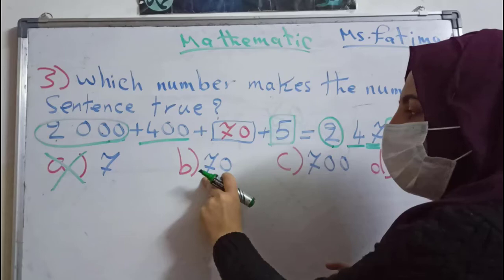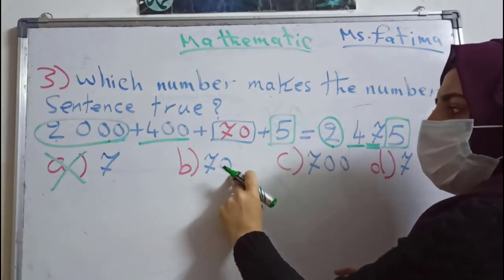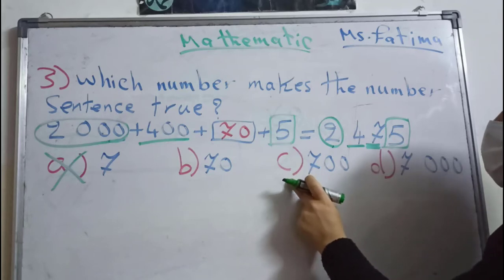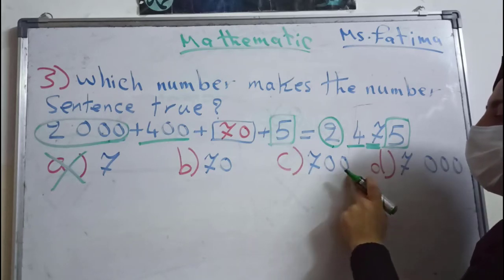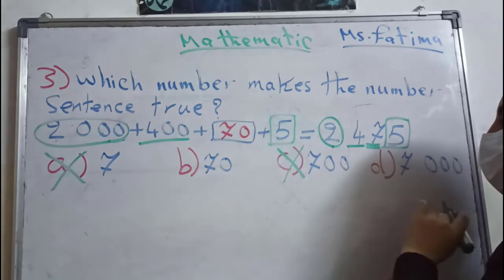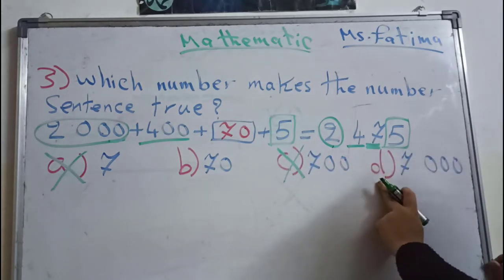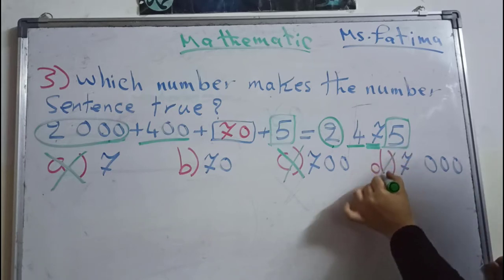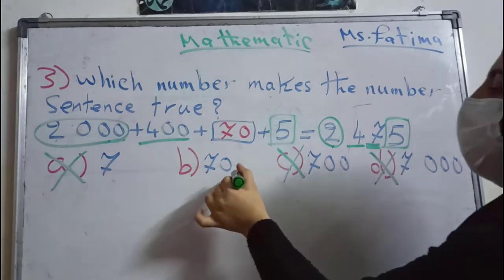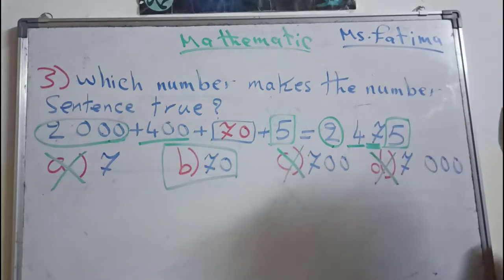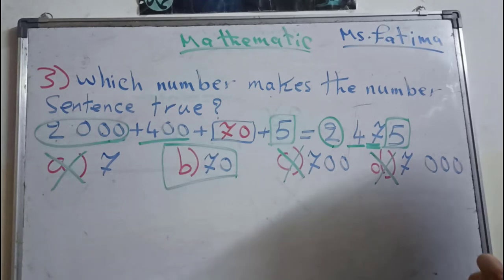B, right there, 7 with adding 1 zero. It's like this. Let's see the other answers. C, right there, 7 with adding 2 zeros. It's like 700. Then C is not true too. In D, right there, 7 with adding 3 zeros. It's like 7000. Then D is not true too. Then we have to choose B because it's like 70.